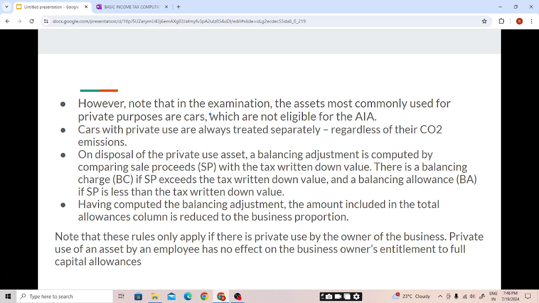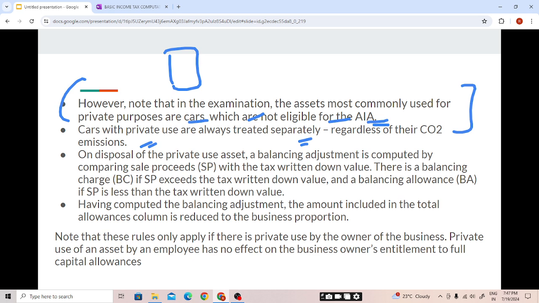However, note that in the examination, the assets most commonly used for private purposes are cars, which are not eligible for AIA. So mostly the asset given for private use will be the car, but on a car no AIA is available. So no issues on this point. Cars with private use are always treated separately regardless of their CO2 emission. As mentioned by me, if we are using any car or any asset for private use, it will be dealt under a separate pool. Asset used for private use, private pool for each asset.